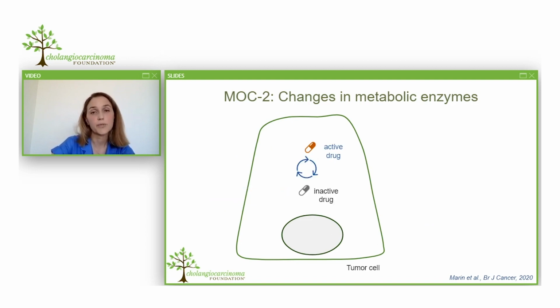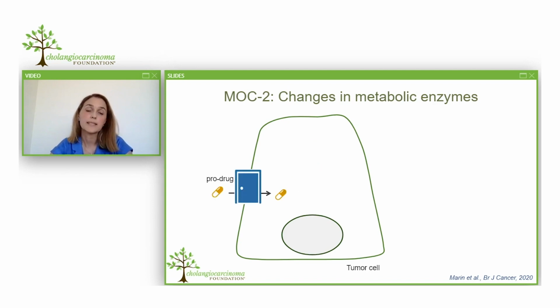MOG2 is associated with drug metabolism. The cells have enzymes that participate in the detoxification of potentially toxic compounds, and tumor cells can use these enzymes to inactivate drugs. So we will have less effect if we have a lower amount of these enzymes.